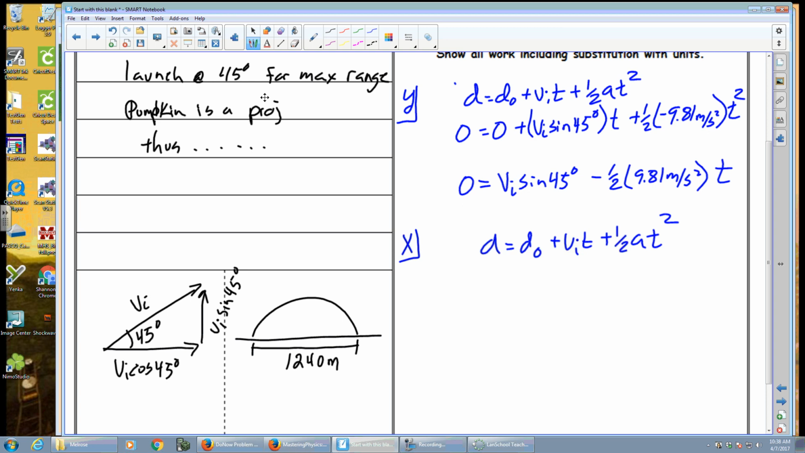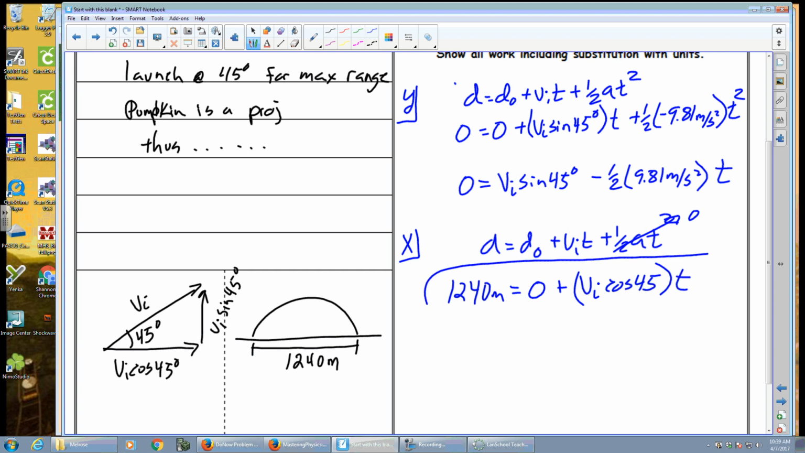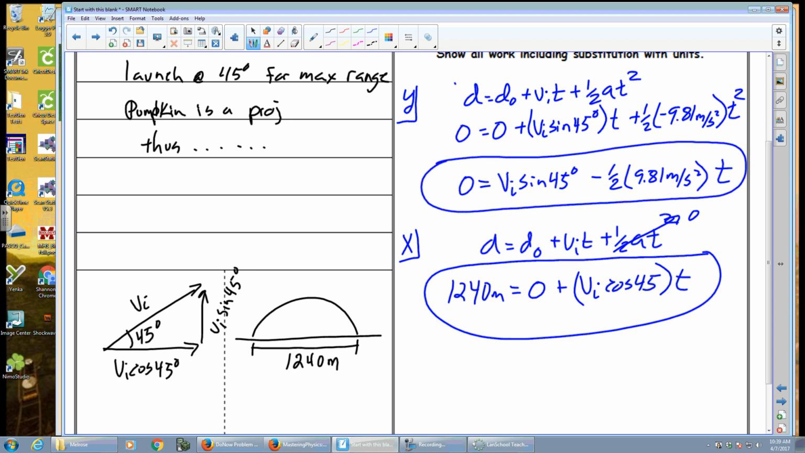In the X, I'm going to land at 1240. I'm going to start at 0. My V initial is vi cosine 45 times t. Remember, I don't have any acceleration. Cool, I've got two equations, and they both have the same two variables in them: vi and t.